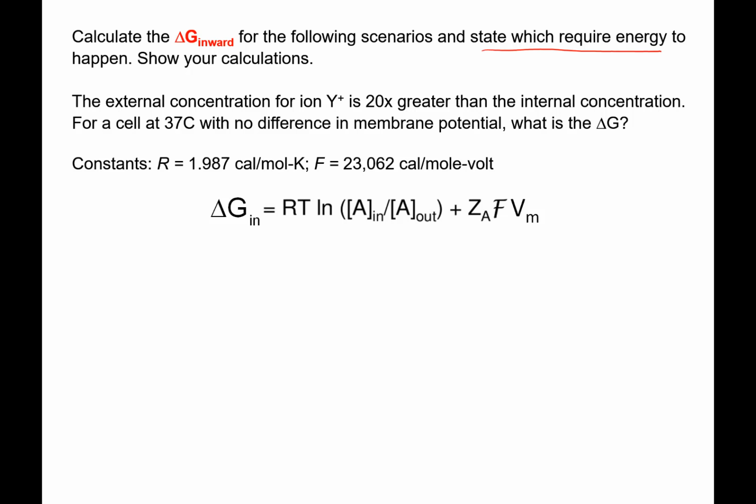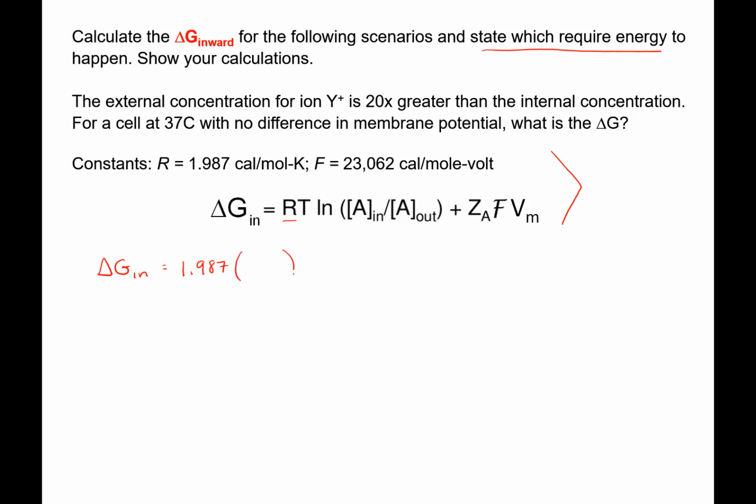I've given you the constants and the formula. Please make sure you write these down for your quiz. I think they're given, but just in case, make sure you have them. Okay, so let's just go through piece by piece. So we're going to calculate delta G in, and the formula is R, which is a constant, 1.987, and I don't do any rounding till the end.